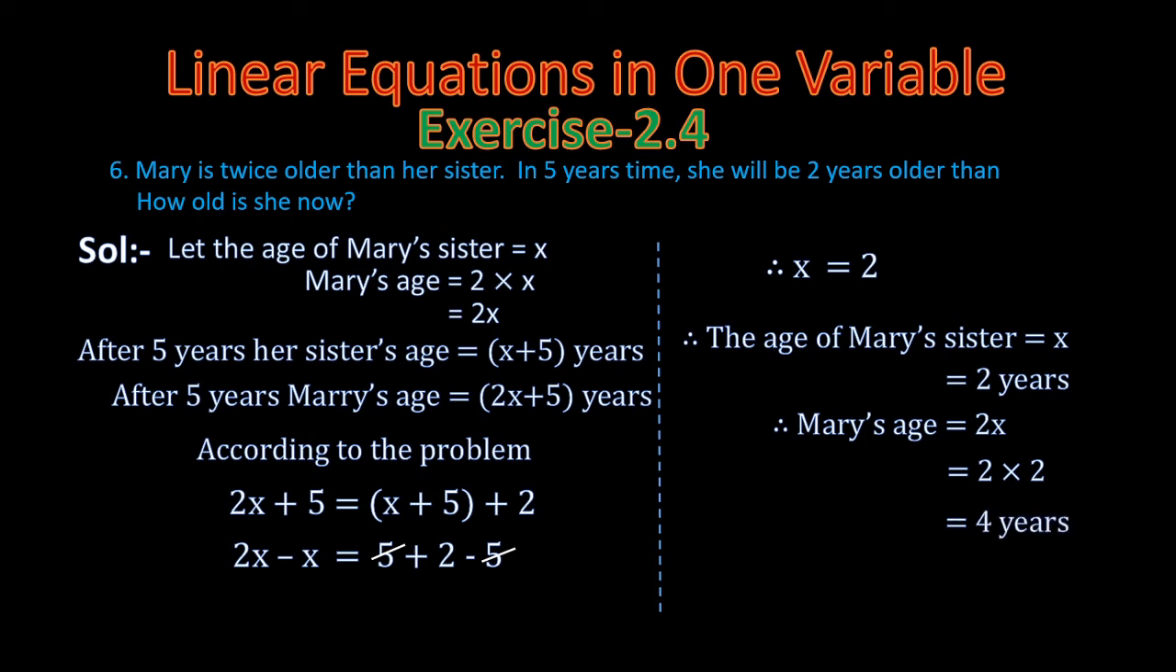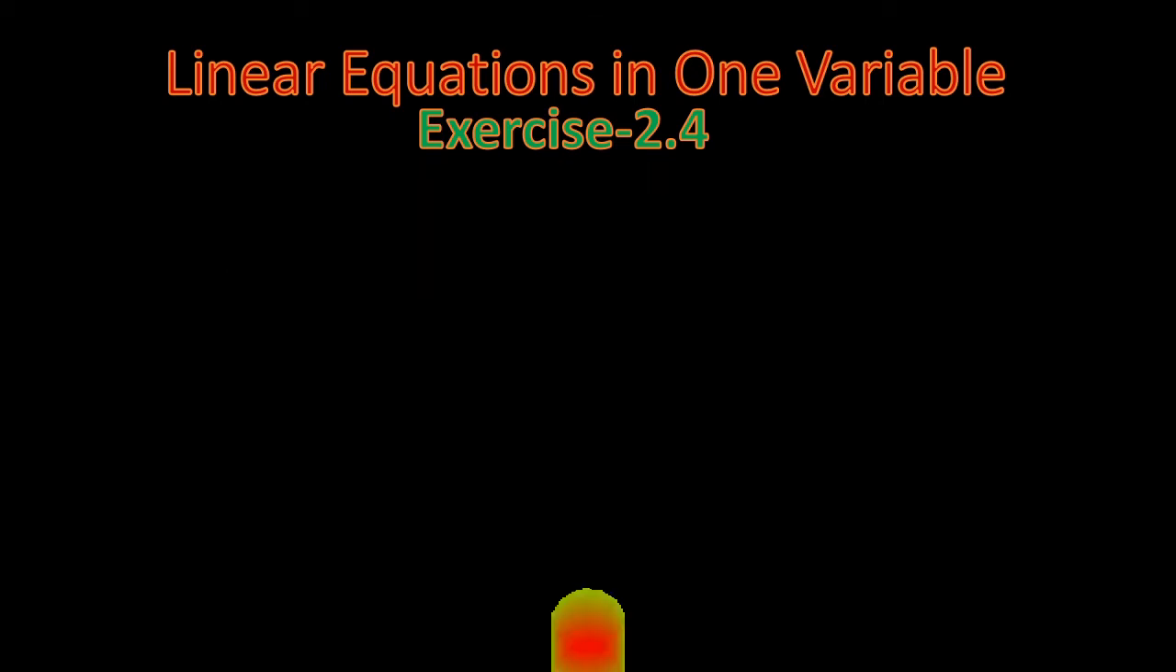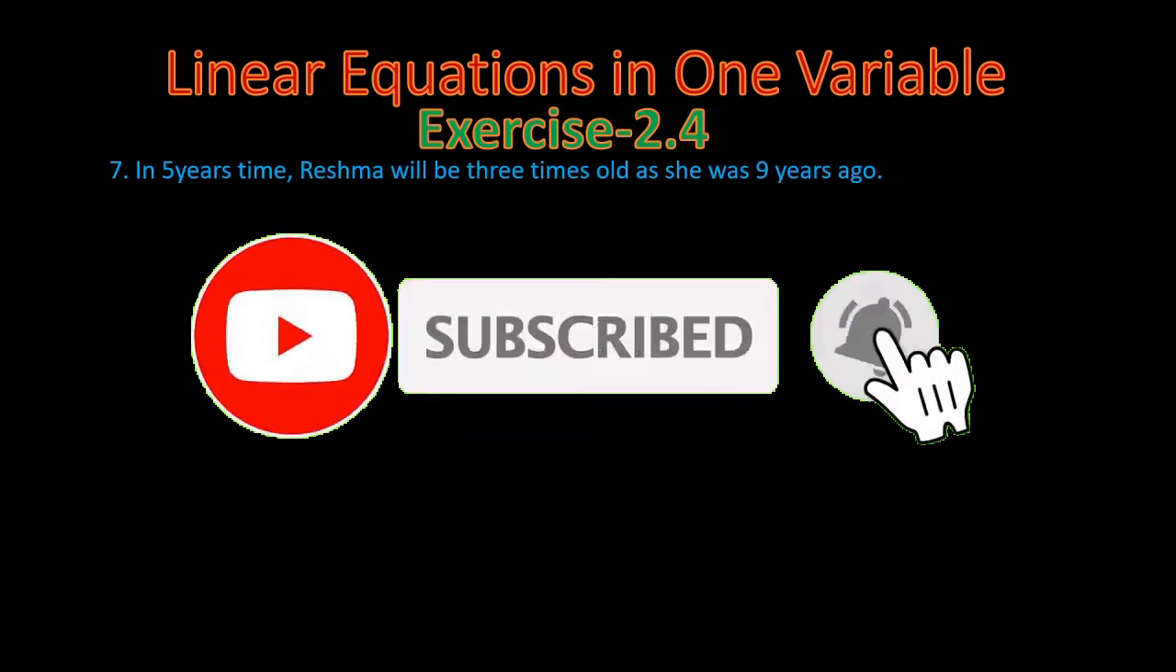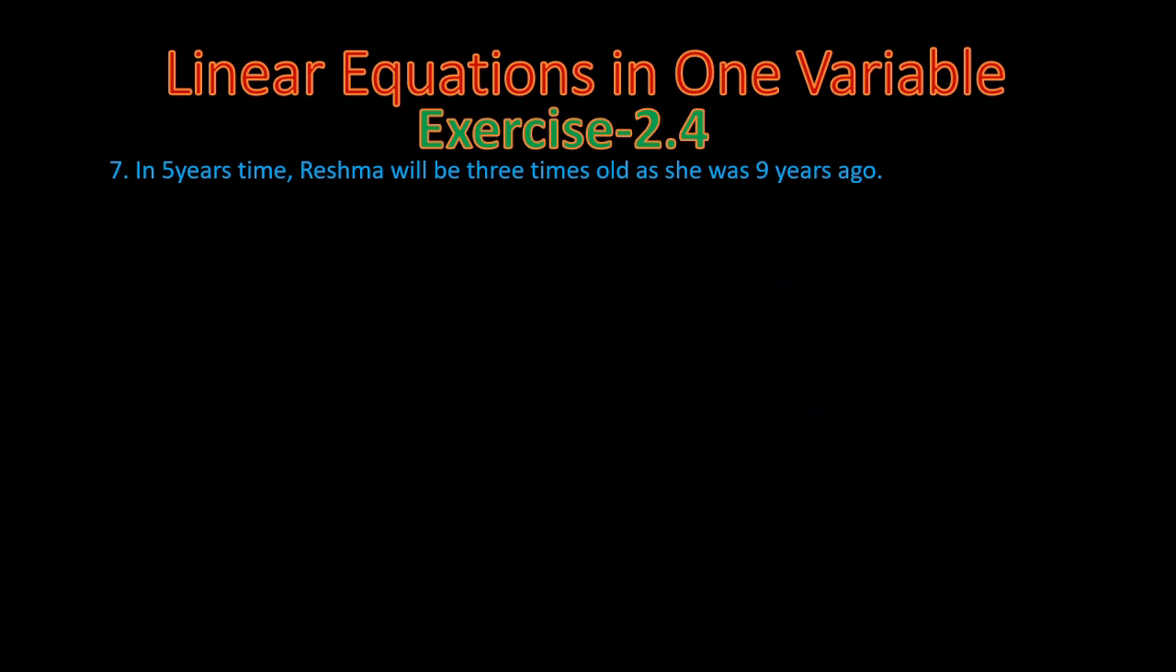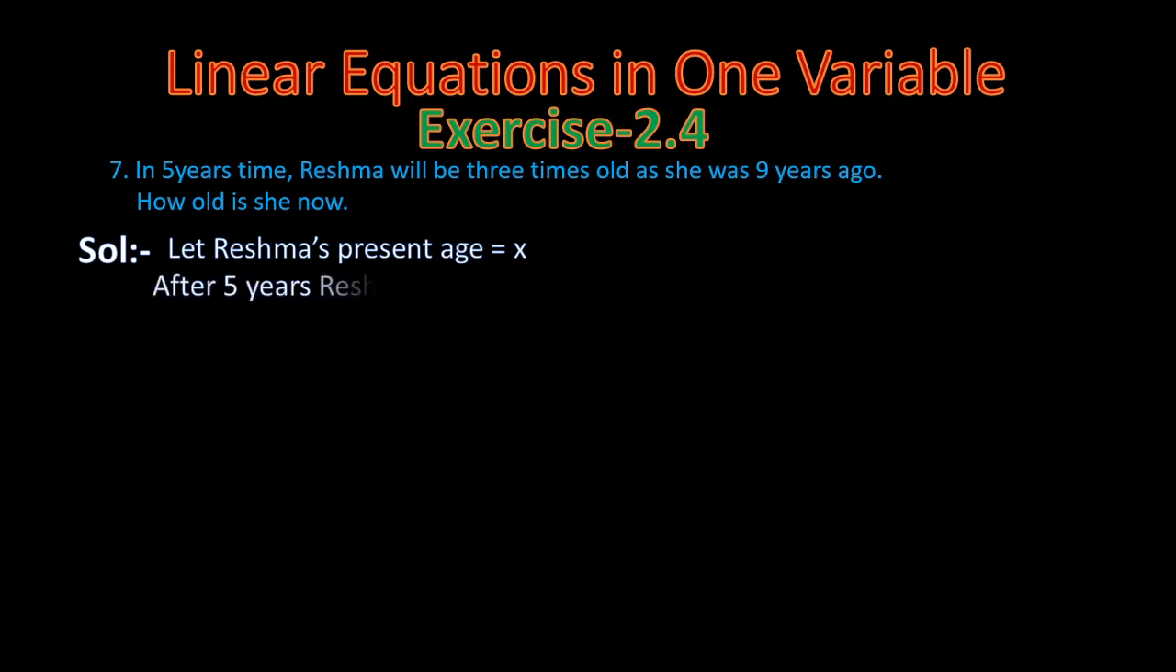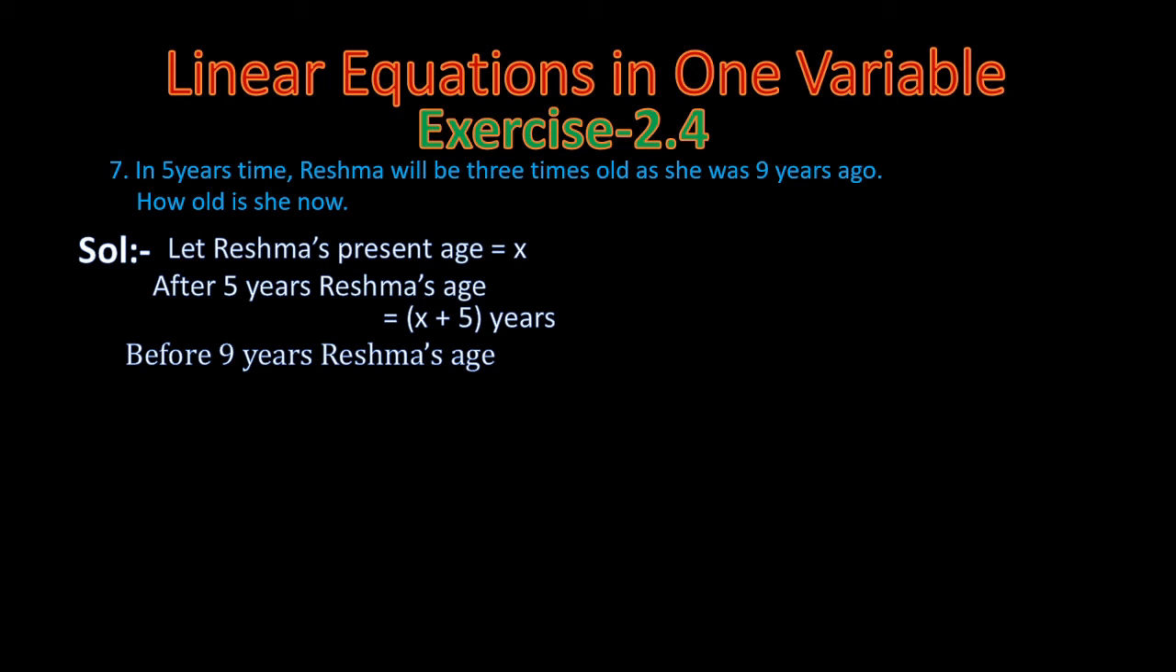Then go to next problem, seventh problem. In 5 years' time, Reshma will be 3 times as old as she was 9 years ago. How old is she now? Let Reshma's present age be x. After 5 years, Reshma's age is equal to x plus 5 years. Before 9 years, Reshma's age is x minus 9 years.